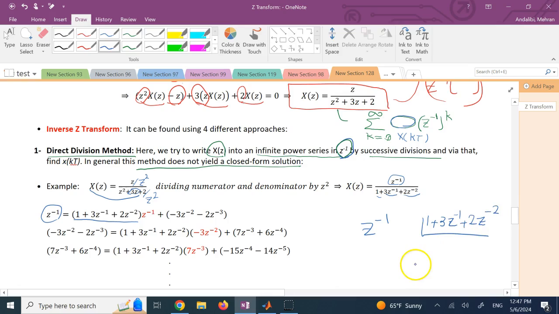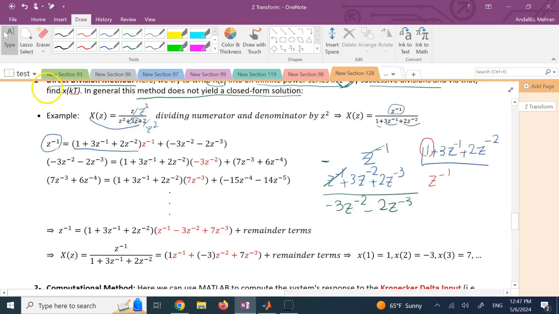If I want to divide, what would you do? You divide this by the highest order term, which is in this case 1. So you're going to get a z negative 1, and then multiply z negative 1 by everything. If you do that, you're going to get z negative 1 plus 3z negative 2 plus 2z negative 3. And you subtract. So these two terms would cancel. You get a negative 3z negative 2, negative 2z negative 3.